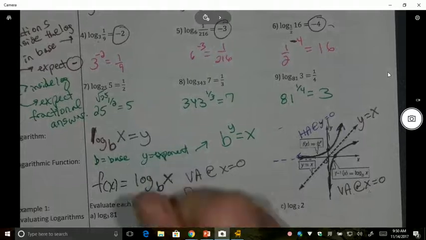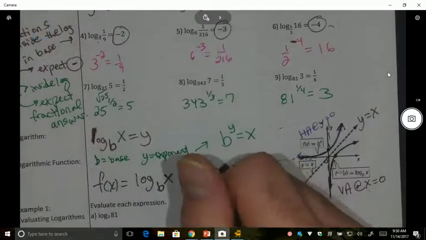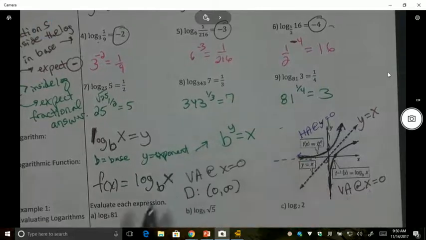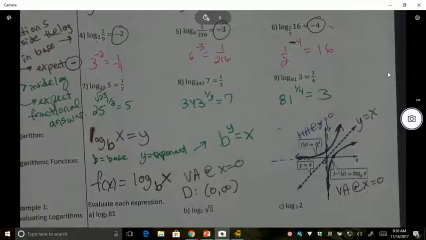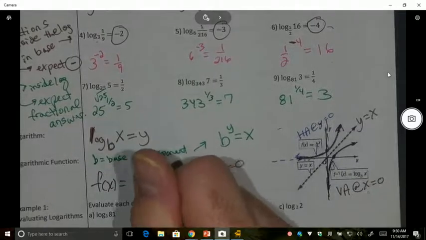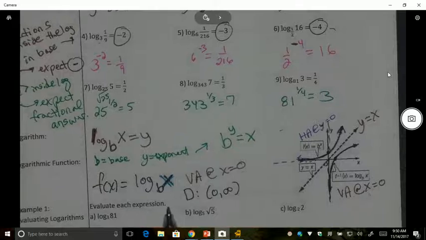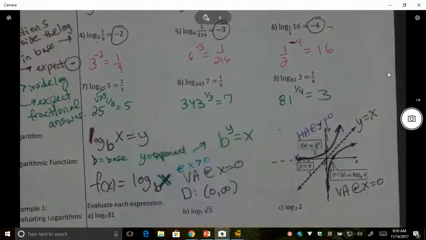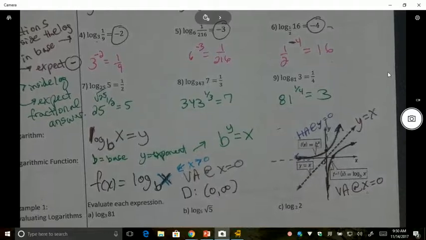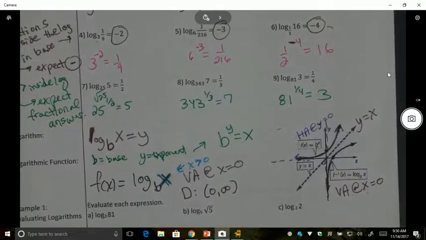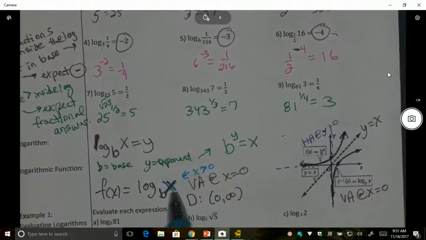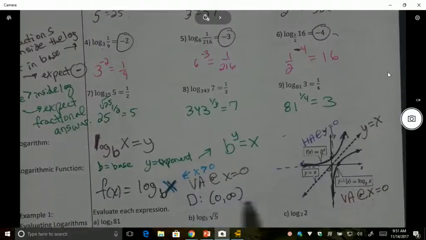So the domain for any logarithmic function is 0, not including 0, to infinity. In other words, when I'm looking at this logarithmic function, the number that I plug in for x has to be greater than 0. It can be a fraction. That's not a problem. It can be any number that's greater than 0. It can be a square root. That's not a problem. What is a problem is negative numbers. Negative numbers can't go in there.